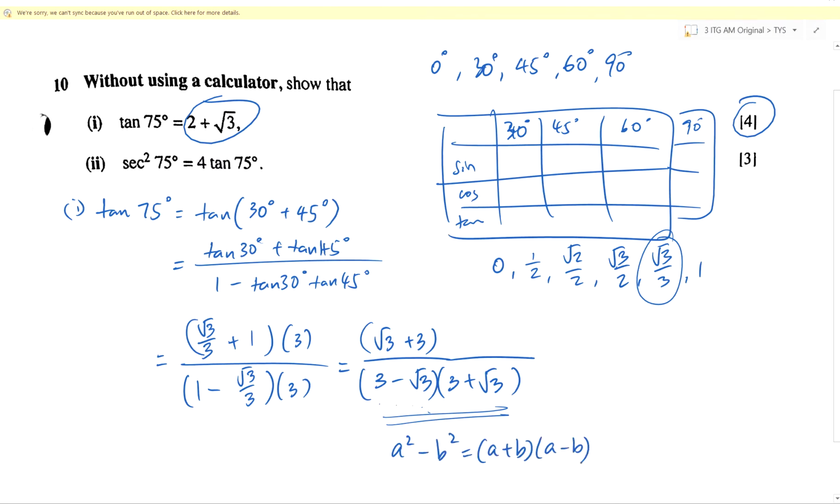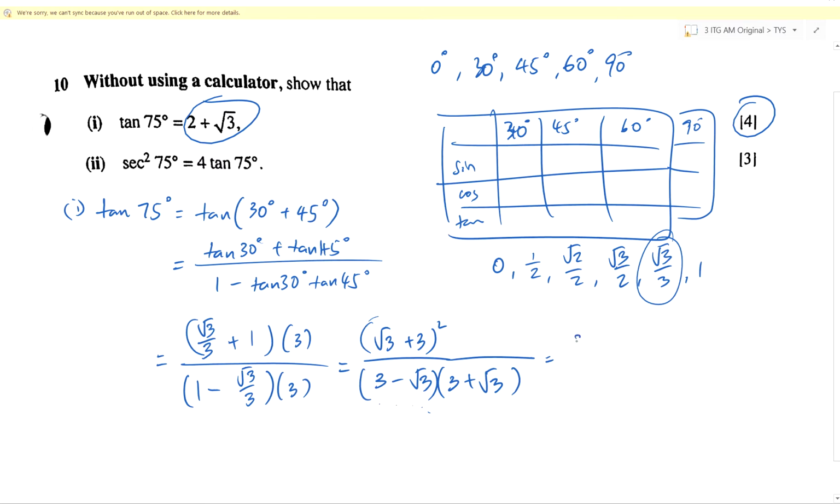Very good. So when you multiply the denominator by 3 plus root 3, we have to do the same for the numerator. 3 plus root 3. And hey, it's just going to be squaring it. Okay, fine. 3 plus root 3. So now, expand the numerator. Okay, root 3, we're going to square that.